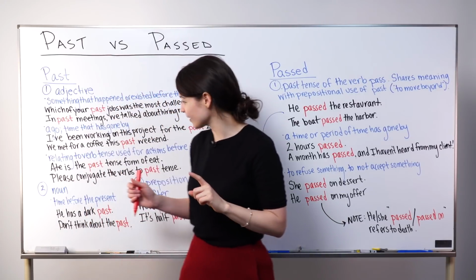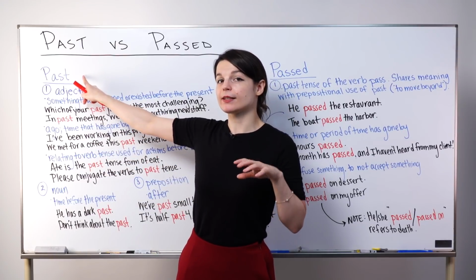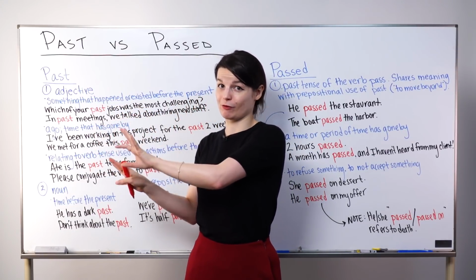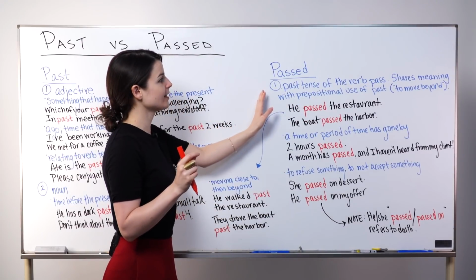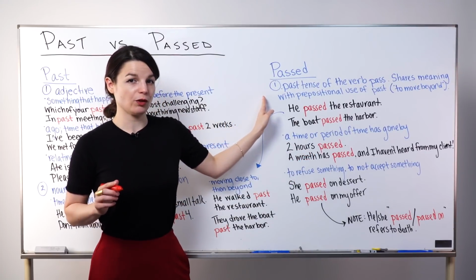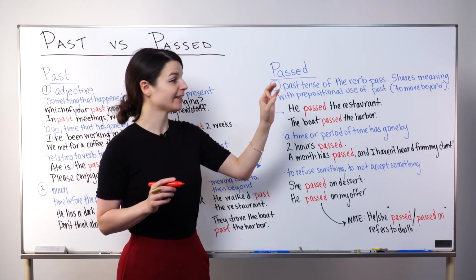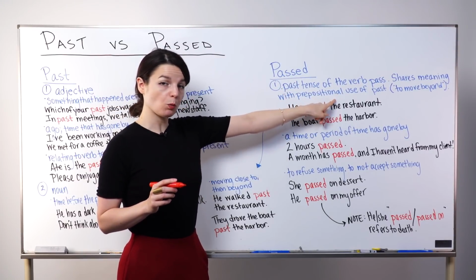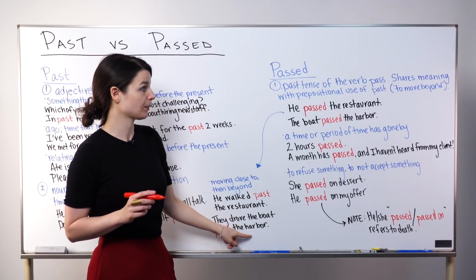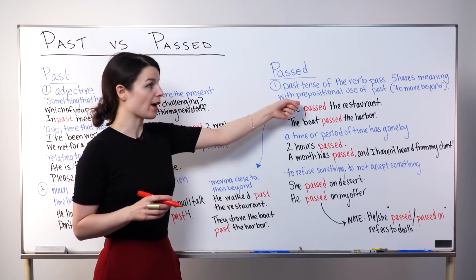Passed is the past tense form of the verb pass. So I talked about over here, we use past, P-A-S-T, to talk about the language-related terms we use for verbs. So here, past tense of the verb pass. One point of confusion that happens here is that this past tense, passed, shares a meaning with the prepositional use of past I talked about here. So this to move beyond meaning, this is shared.